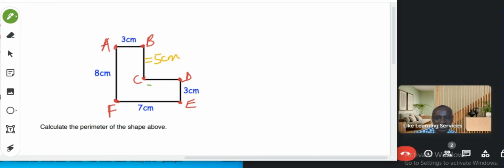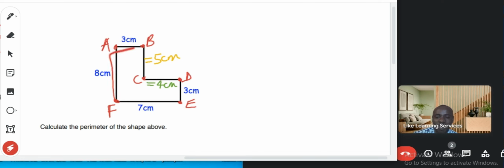How did you get the 4? Please stay close to your gadget. I need to hear you better. It's the same thing as B to C, because I just minus it from 7. Good, because the whole length here at the bottom is 7 centimeters. And since this part is 3, the remaining one has to be 4, so that altogether, when you add up, you have 7. Or you simply say 7 minus 3, that will give you 4.